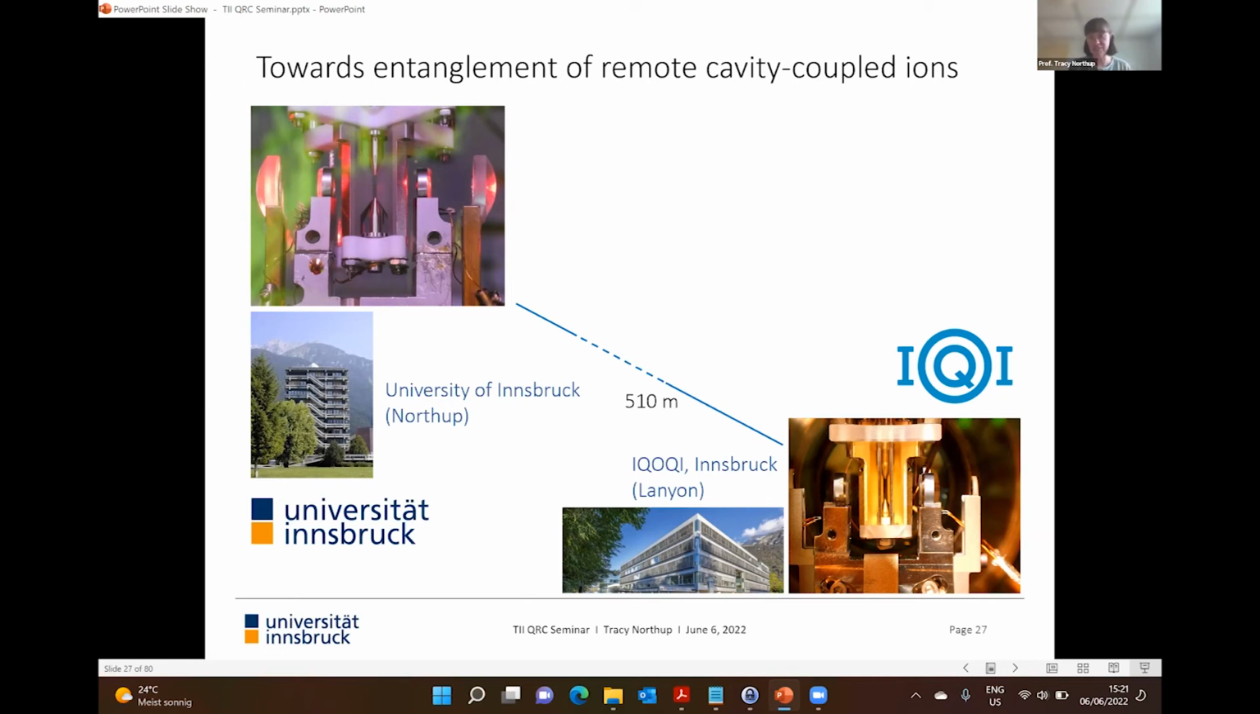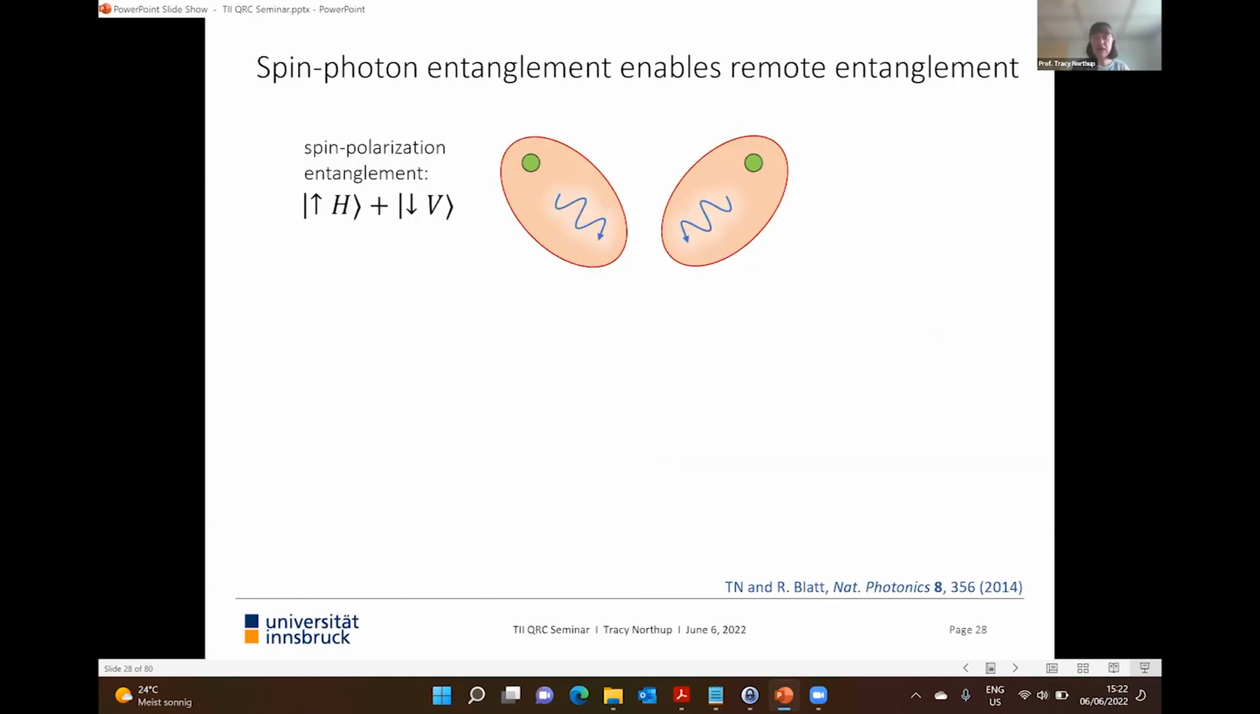You can see that they look very similar. The one in the lower left is a little bit shinier, because the blades are gold coated, but the cavity is very similar. It's also 2 centimeters in length. So this system is also capable of ion-photon entanglement. Let me now go into a bit more detail about how we get this remote entanglement.